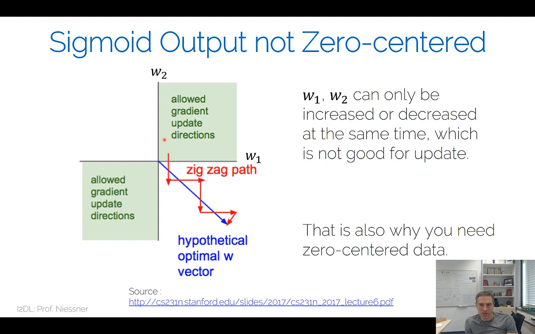And this is a disadvantage of the sigmoid function because of this positive output. So this is why you need zero-centered data. And by zero-centered data, I don't just mean the input data to be zero-centered. I would love to have an activation function that also zero-centers the respective activations from the previous layer and doesn't output all these positive numbers. And so the question is, can we find a function that looks like the sigmoid but is actually zero-centered?